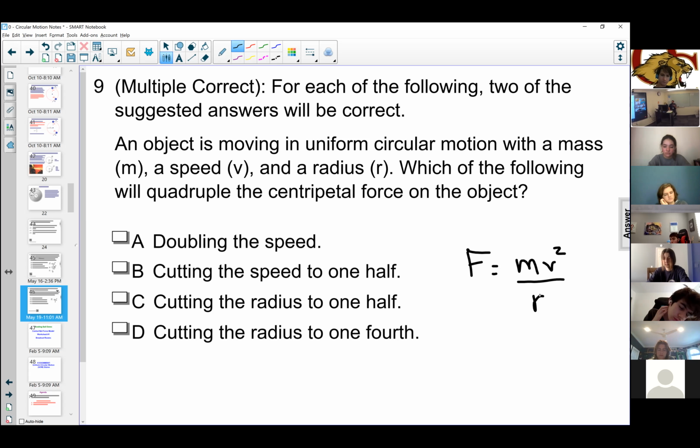Yeah, so since the radius is in the denominator, it's reciprocal or inverse related. And so if it's 1/4, then the force will be 4 times. Very good. So it should be A and D. All right, and we'll continue to practice some of those throughout the semester to get you more and more confident at those kinds of questions.